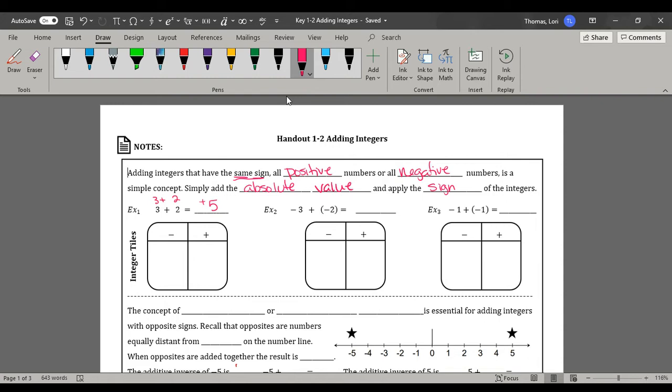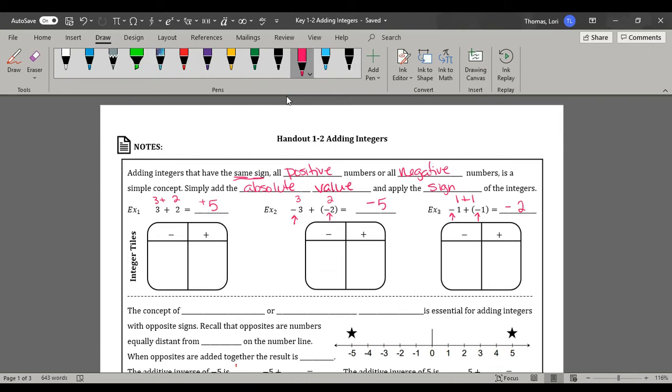Now let's take a look at example number 2 using this simple rule. The absolute value of -3 is 3. The absolute value of -2 is 2. I add those together, but I apply the sign of the original integers, -5. Example number 3, I have -1 plus -1. That gives me 2, but the sign of both of these numbers is negative.